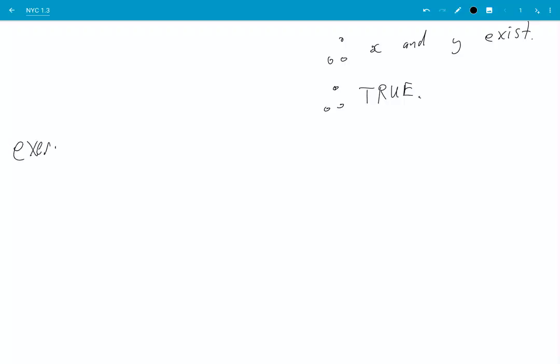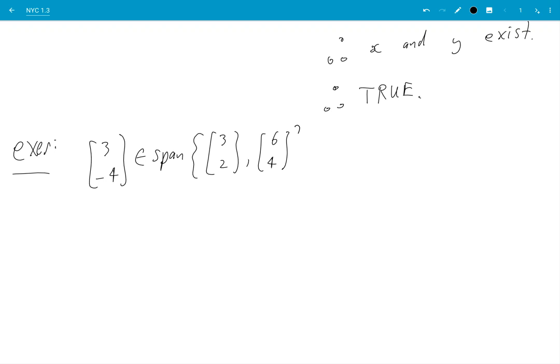Okay, exercise. Is (3, -4) in the span of (3, 2) and (6, 4)? Question mark. Okay, pause now. Try this exercise.